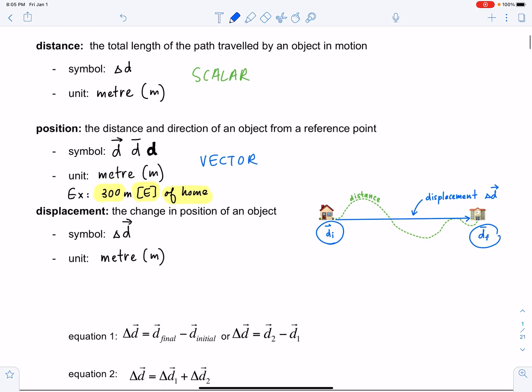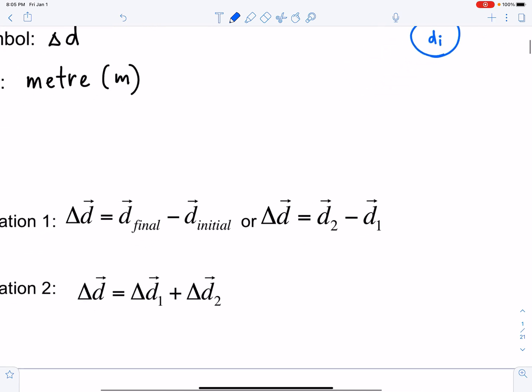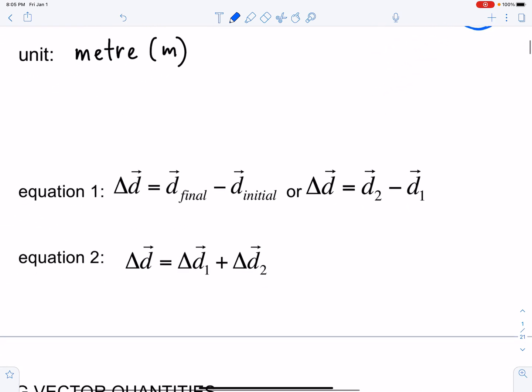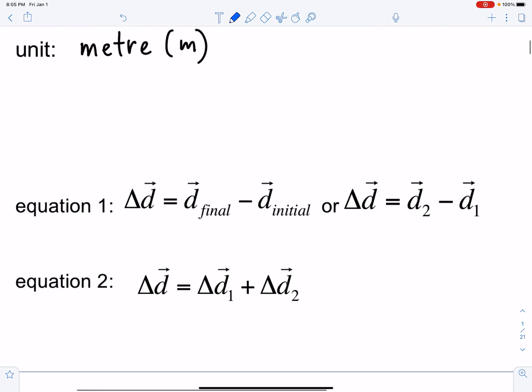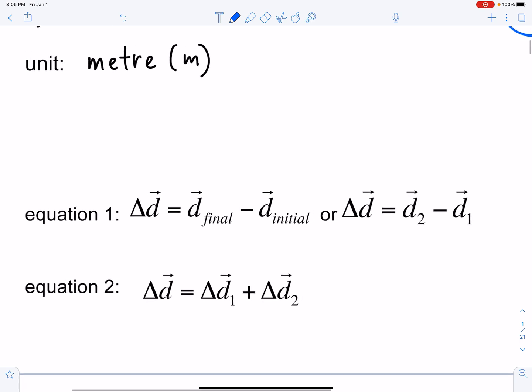Okay, there are two equations for displacement. And which one you use depends on what quantities are given in the question itself. And don't worry, we're going to practice all the different possibilities. The first equation says that delta D is equal to D final minus D initial. So delta D is equal to D2 minus D1. In order to use this equation, you have to have positions given to you in the question.